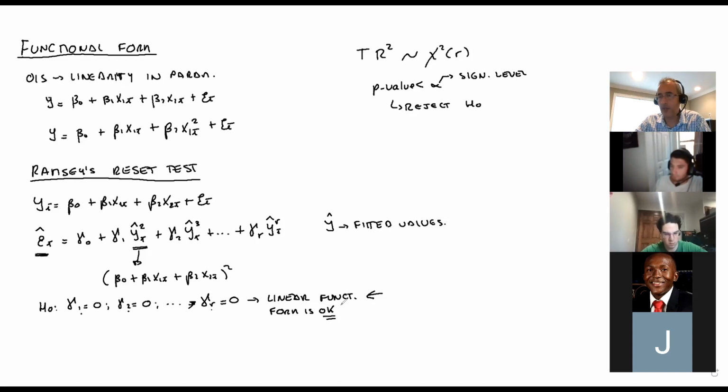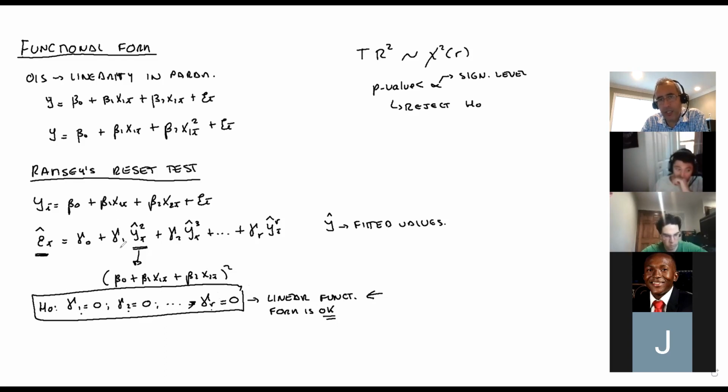Sorry, Professor, can you just explain that again? Yes. So remember, we have failed to reject this null hypothesis. Do you agree? Yes. So failing to reject this null hypothesis implies that gamma 1, gamma 2, gamma r are equal to 0.